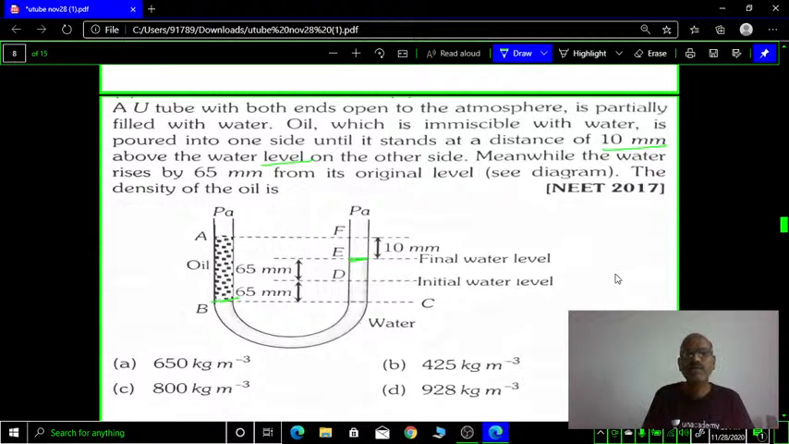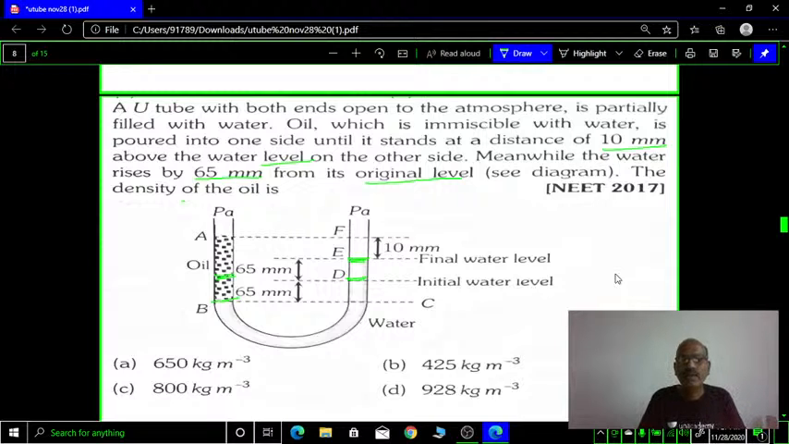Now, on the other side, the water rises by 65 mm from its original level. The density of the oil is the question. Here is the original level, the initial level of water, and here the final level of water. Initially, before we pour the oil, the water will be at the same initial level on both sides. When we pour oil on one side, it exerts pressure, so the water level in this limb goes down and here it will rise. Here is the final water level.